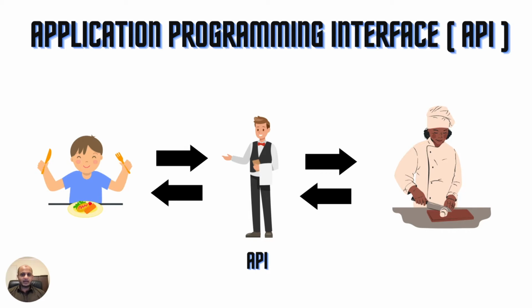So, you want the kitchen to prepare this and all that. How do you communicate to the kitchen? Do you barge in and start talking to the chef? No, you go through a waiter, right? You go to the waiter, this is what I want. The waiter goes to the chef and he communicates back the food to you, right?